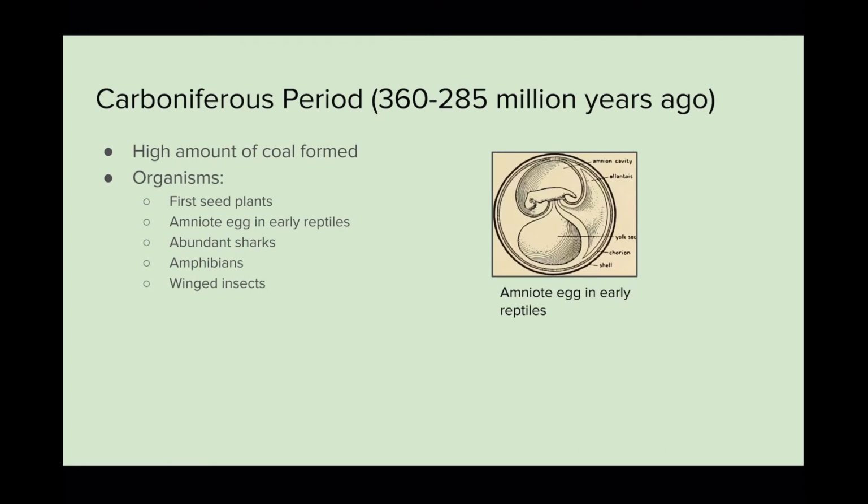The Carboniferous Period was from 360 to 285 million years ago. At this time, we start having copious amounts of new organisms and a high amount of coal formed. We see our first seed plant appear, along with the amniote egg in early reptiles, and abundant sharks, amphibians, and winged insects.